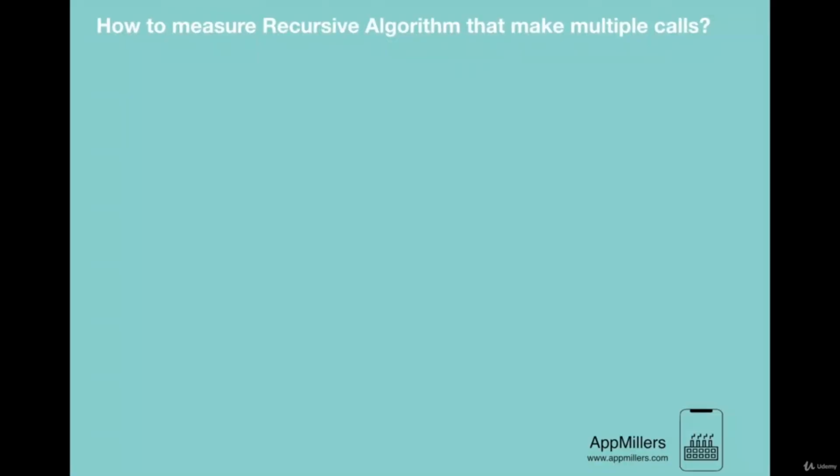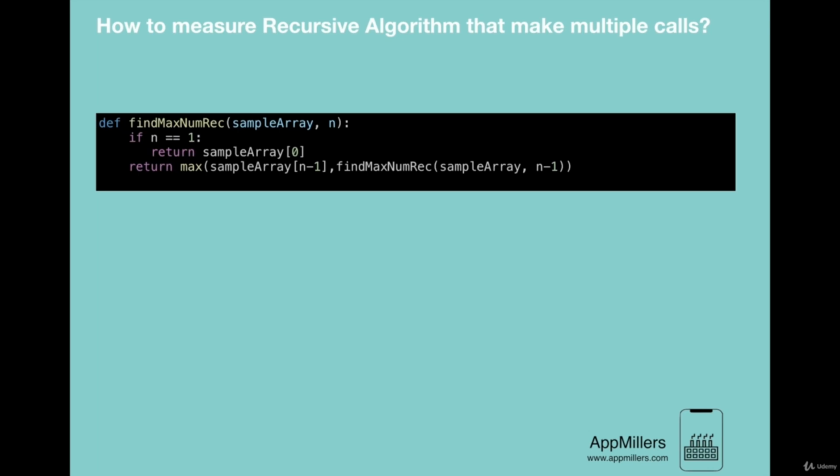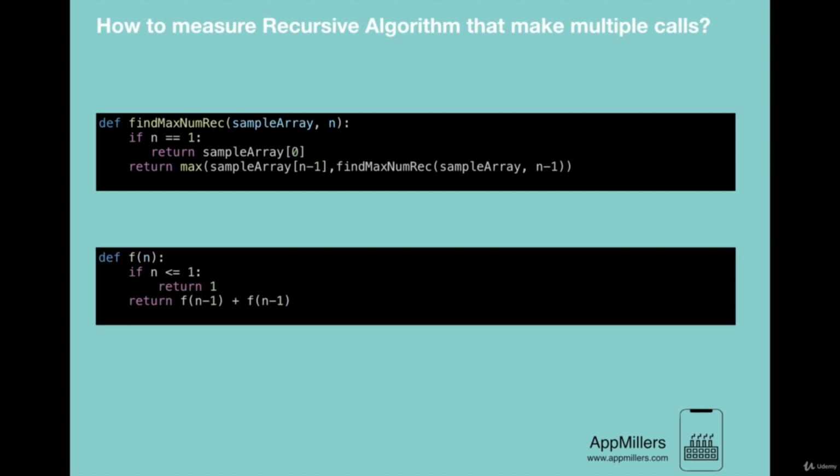Now in the last lecture, we have looked at how to measure recursive algorithms. By examining this function over there, we have found that the time complexity for this function is O(n). Now in this lecture, we will look at a tricky recursive call, which calls itself twice.